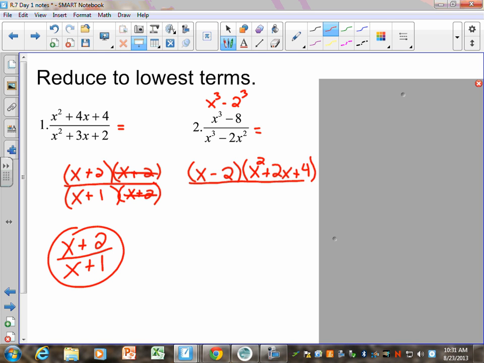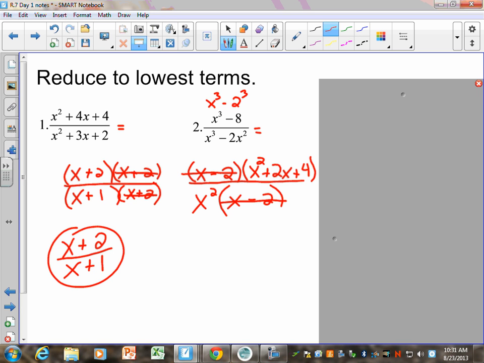And what about the bottom? What can you factor on that one? I can factor an x out. Can I factor more than one x out? Yeah, I can factor an x squared out, and that's like the GCF. And if I take an x squared out of x cubed, I'm left with an x and a minus 2. And again, usually a good hint that you're doing this the right way is if you have something that you can cancel out. So I could cancel out x minus 2 and x minus 2.